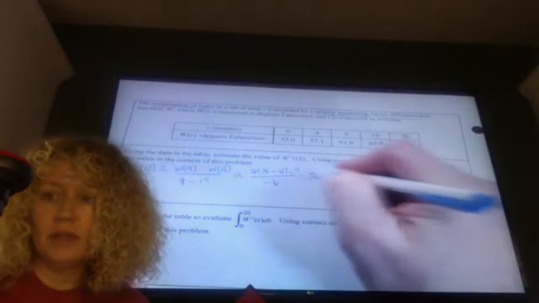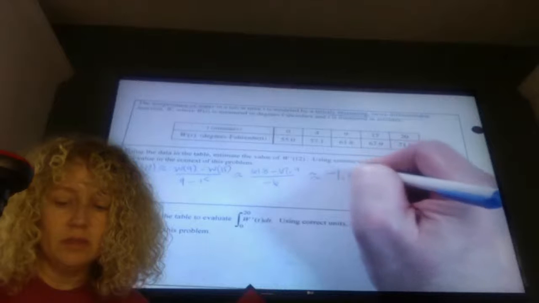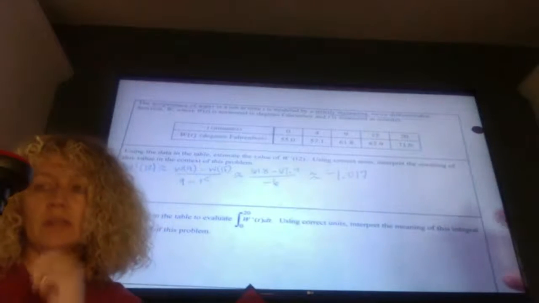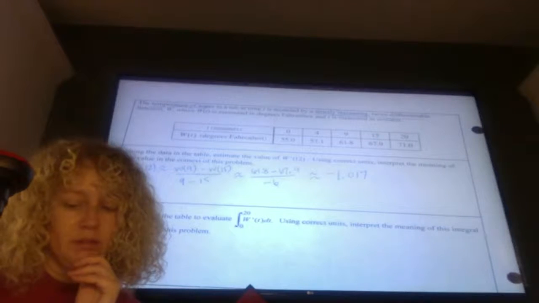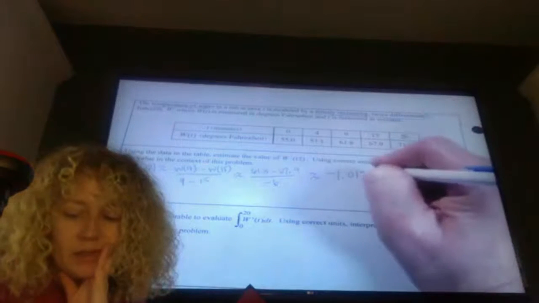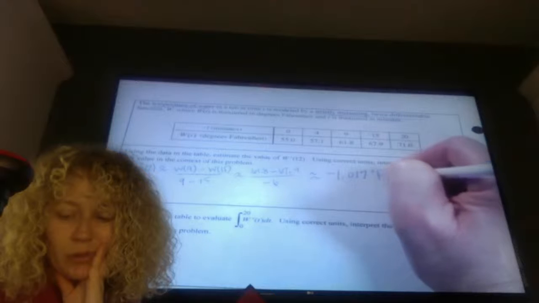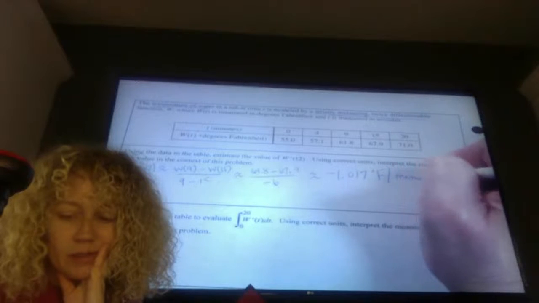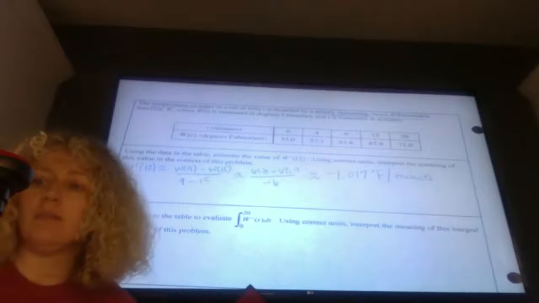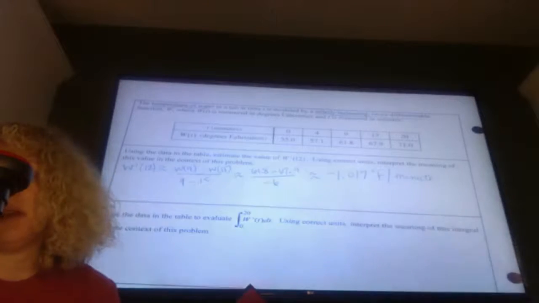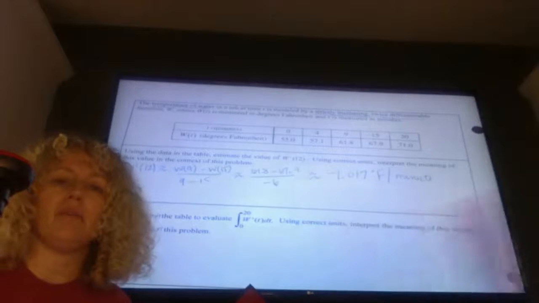All right, so it's going to be a negative 1.017. Correct units. Okay, so think for a second, what should these units be? They're going to be degrees Fahrenheit per minute. And then it says interpret this value in the context of the problem. This is where some of you kind of fall apart.